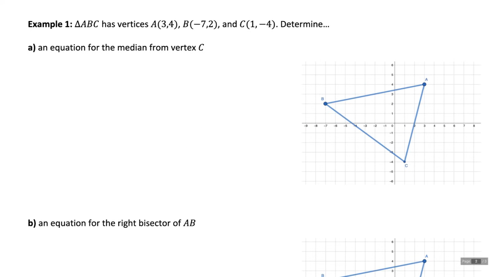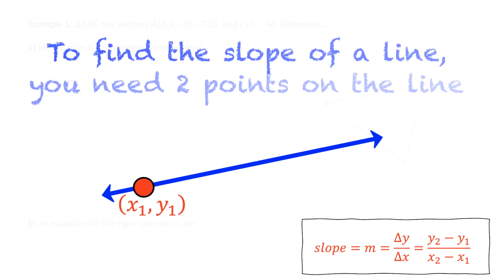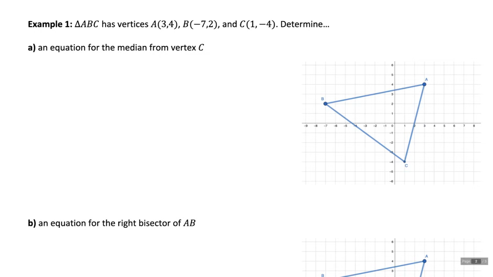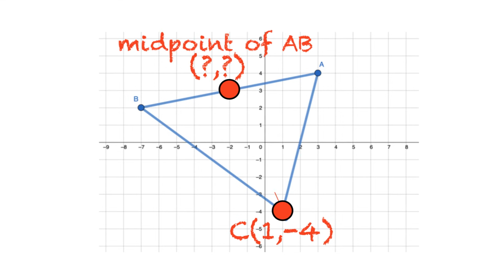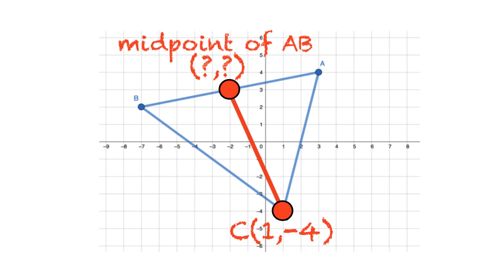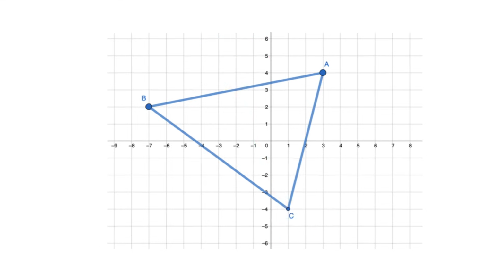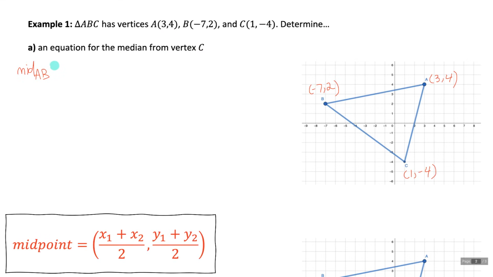So let's think about how we could find the slope of the median. To find the slope of any line, you need to know 2 points on the line. Well, I know the median starts at C, and I have the coordinates of vertex C, and I know it goes to the midpoint of AB. So I'll need to calculate the coordinates of the midpoint of AB. To find the midpoint of AB, I'm going to have to average the x-coordinates of the endpoints. So to find the average of -7 and 3, I would add them and then divide by 2. And I'll also have to find the average of the y-coordinates of the endpoints. So the average of 2 and 4 I can calculate by adding 2 and 4 and then dividing by 2.